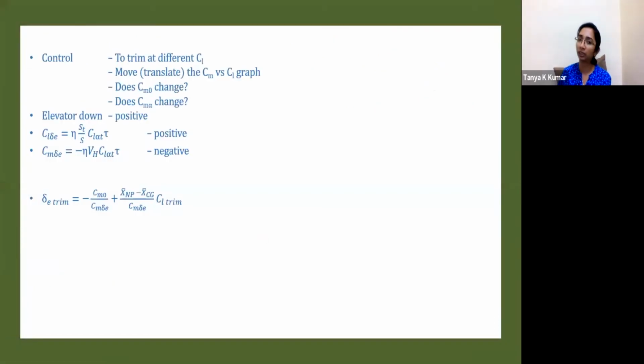These are the new topics that were discussed in week 2. So what do control surfaces do? Control surfaces are brought in so that we can fly our aircraft at different CL trims. We know this graph, CM versus CL. This is the traditional graph for CM versus CL, and at trim, this is the CL trim.